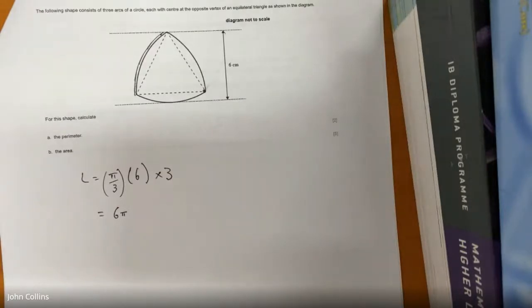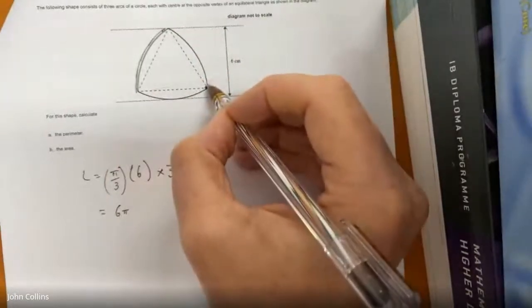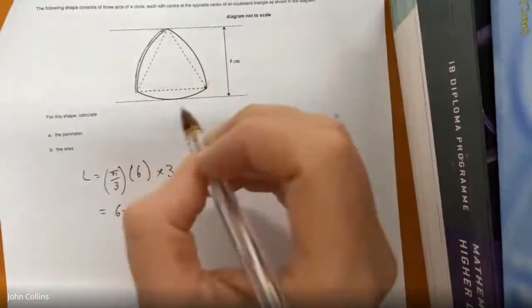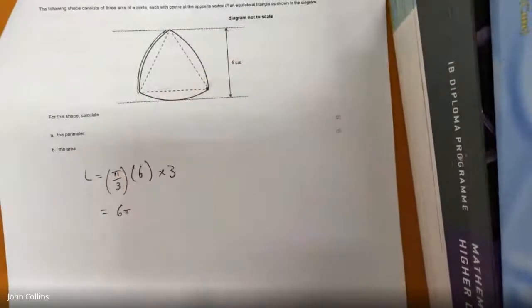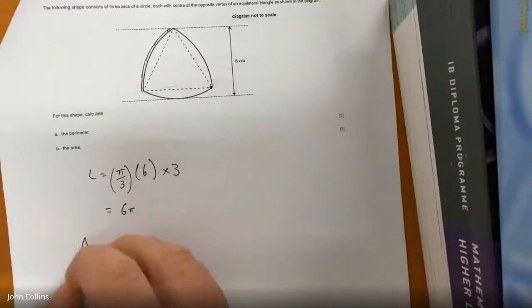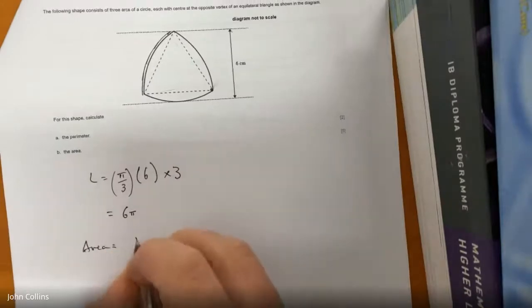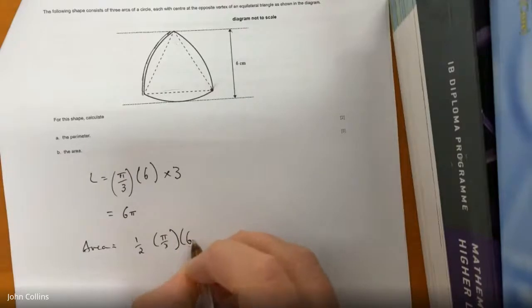Okay, so very quickly to go through it, that area would be the area of three sectors, take away the area of two of these triangles, because you would include those in the sectors, but you only want to include it once because it's not three of them. So hopefully that makes sense. And I think you guys got the hang of that. So the area then would be a half pi on three times six squared.